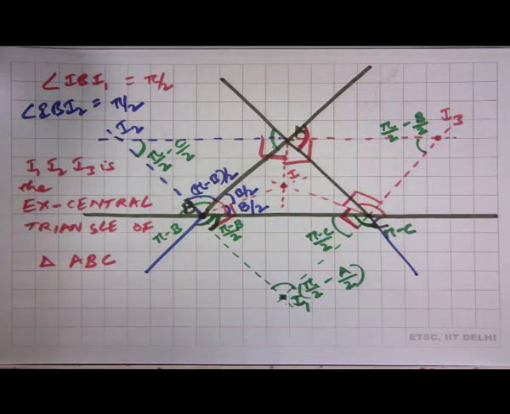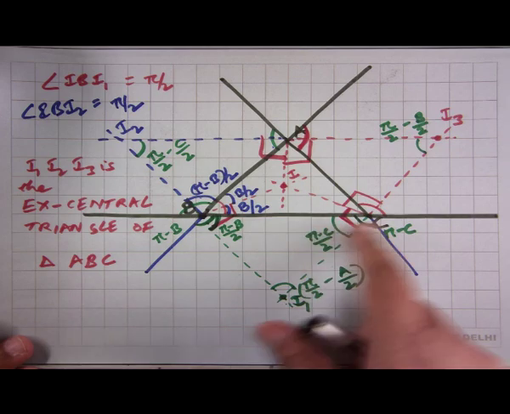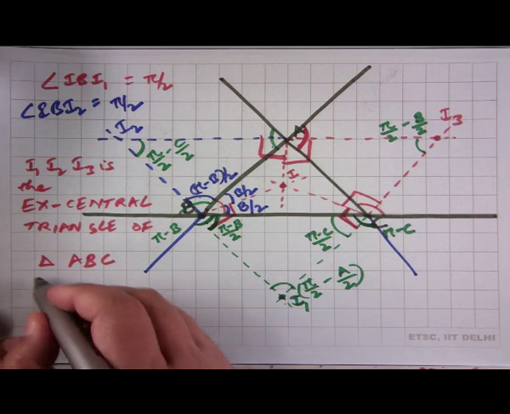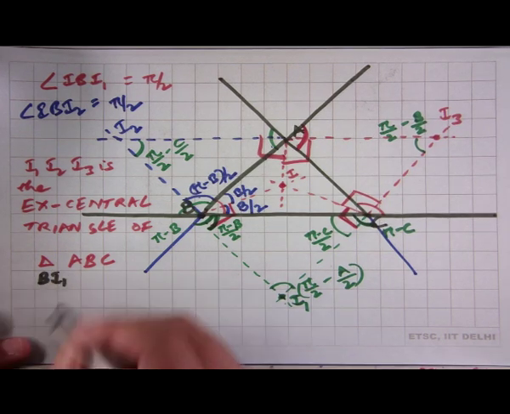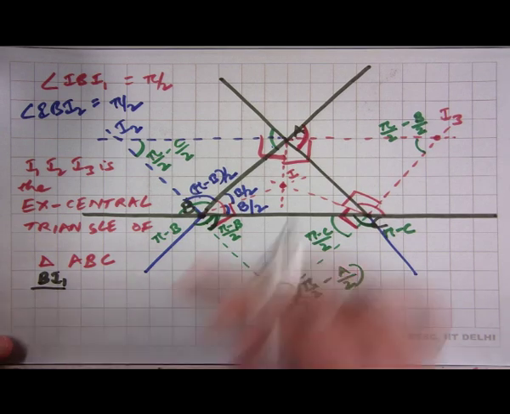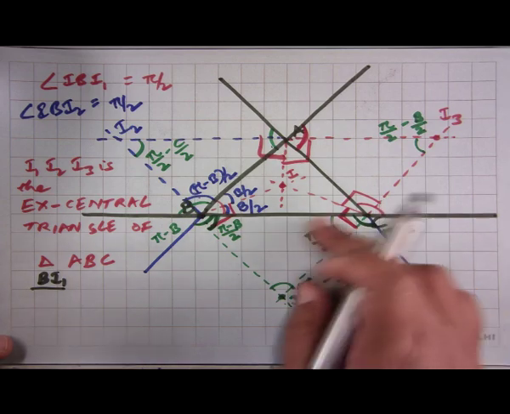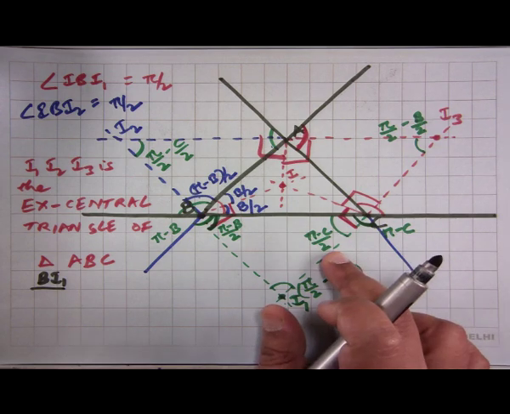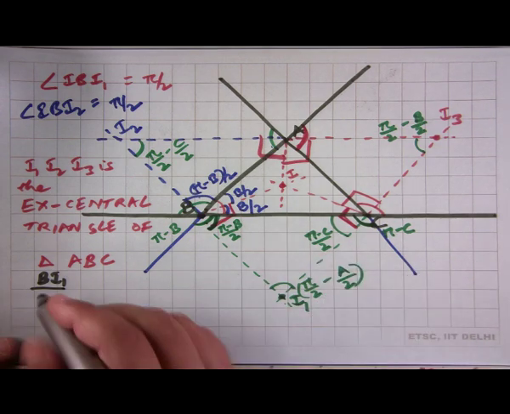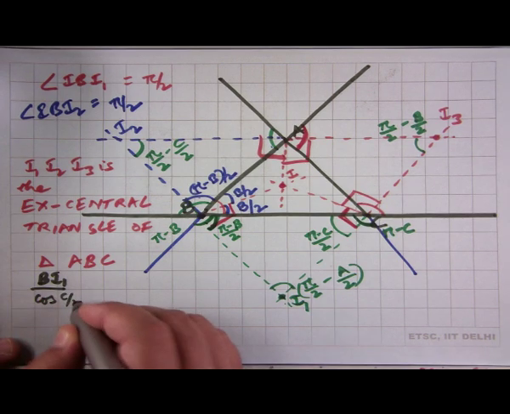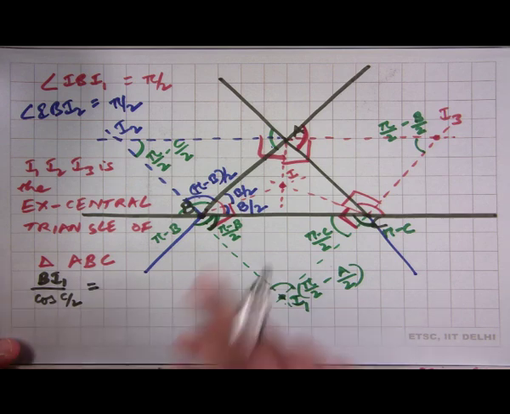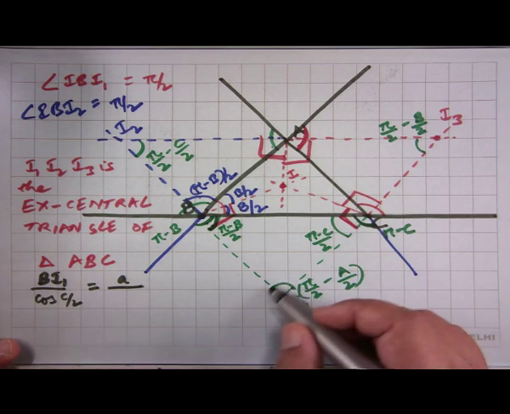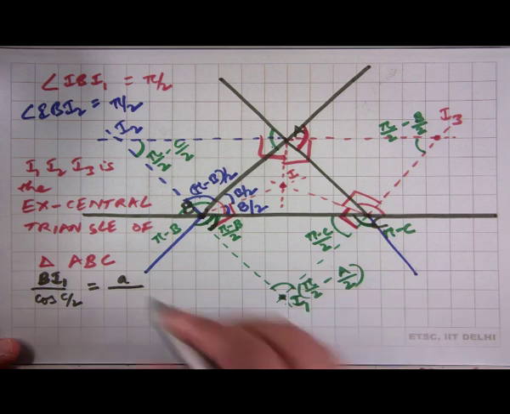Now, if we apply the sine law to the triangle B C I1, then what we see is that B I1 over sine of this angle, but this angle is pi by 2 minus c by 2. So, sine of pi by 2 minus c by 2 will be cos c by 2, so B I1 over cos c by 2 equals a over sine of this angle, and sine of this angle is cos A by 2.